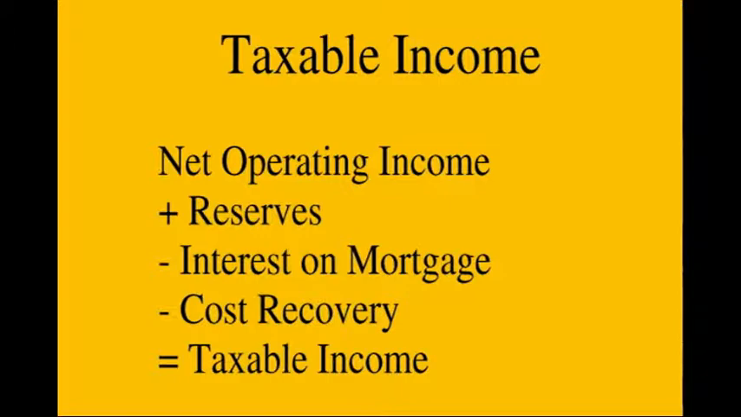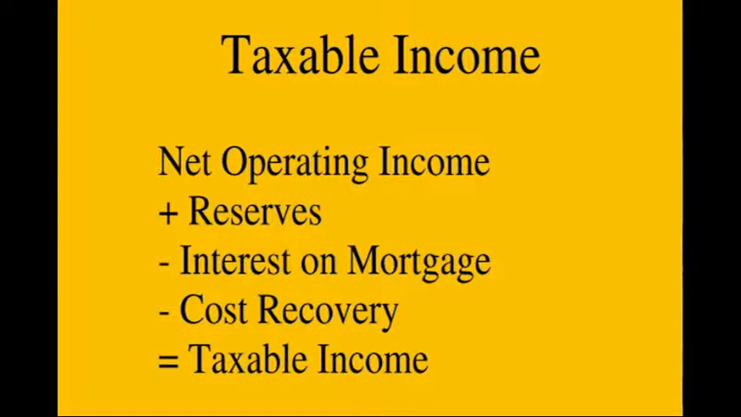To calculate our taxable income, we're simply going to take net operating income. We're going to add those reserves back into it if we don't spend it. Remember we said that if we set some money aside to pay for things that break, if we don't spend it, we've got to pay taxes on it. So we're going to add reserves back.